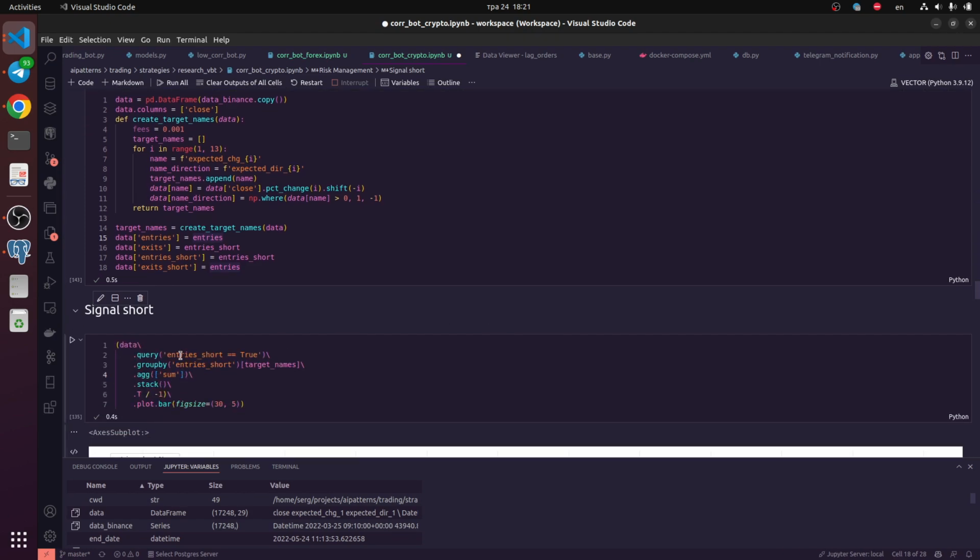What we need to do, we need to create a query. It would be entries short equal true. It means we find this subset. Next, we are going to group by entry short, and we input our target names. What happens with price after some bars. Next we aggregate by cumulative returns. Next we do stack, and we need to divide it by -1 because we have a short signal. Next I'm going to plot these results.